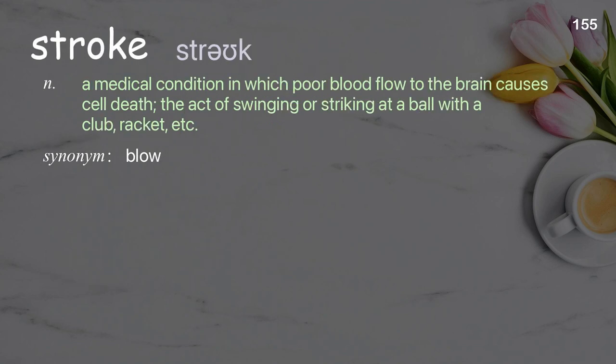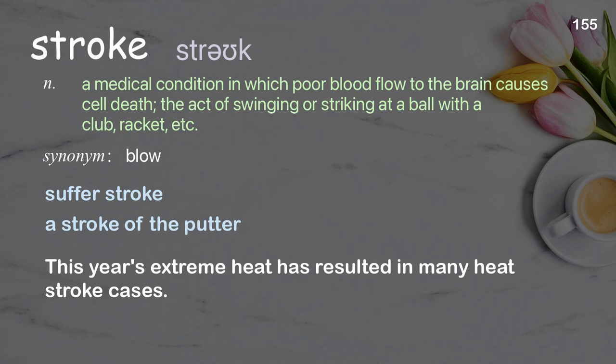Stroke: a medical condition in which poor blood flow to the brain causes cell death, the act of swinging or striking at a ball with a club, racket, etc. Examples: Suffer stroke. A stroke of the putter. This year's extreme heat has resulted in many heat stroke cases.